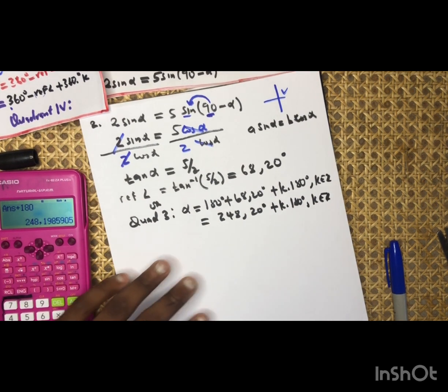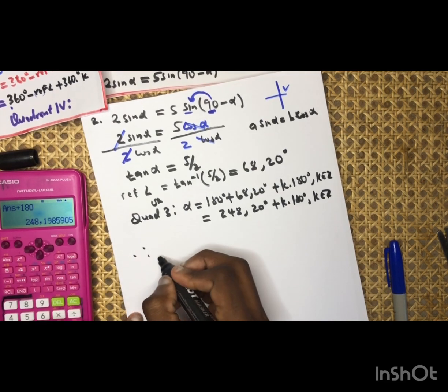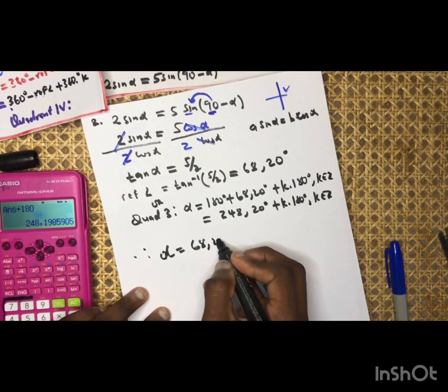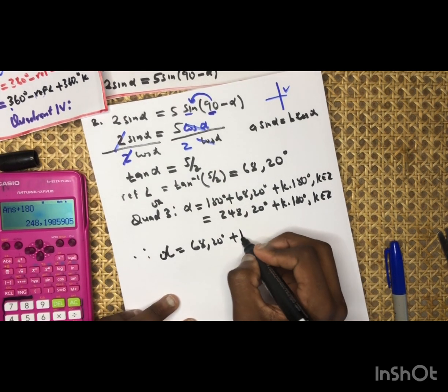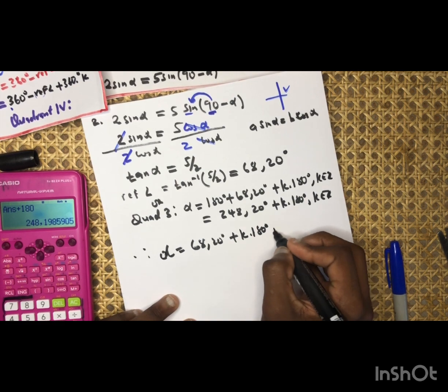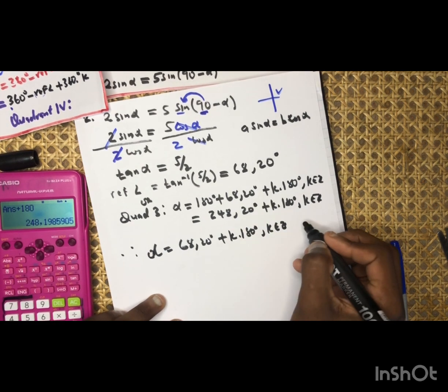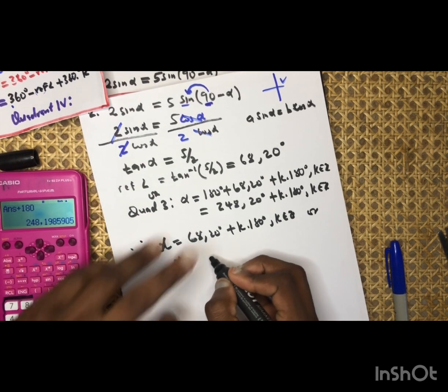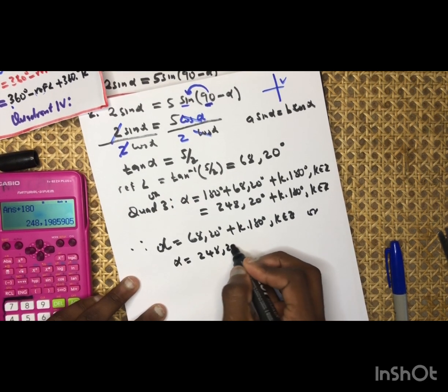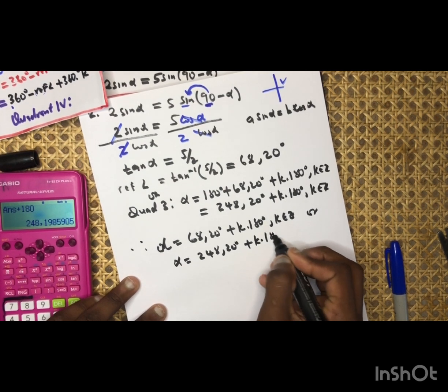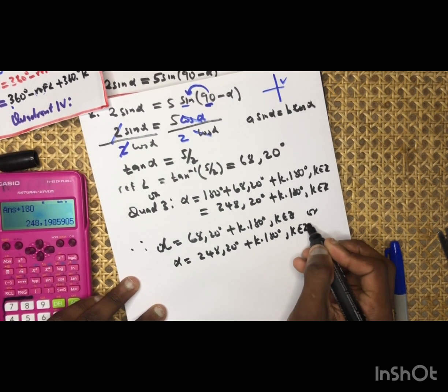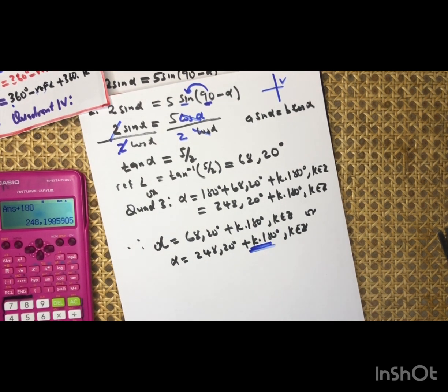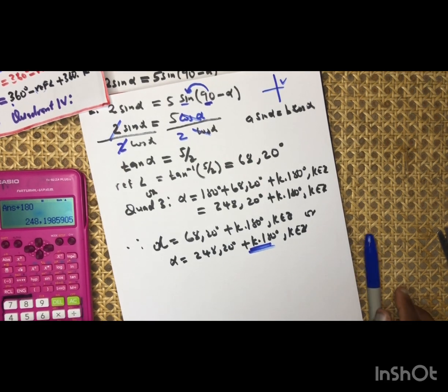This is the final solution, guys. We can conclude now that our solution is this one, which is 68,20 plus your period, which is k times 180 degrees, where k is an element of integers. Or this one was already written as a solution, but you can take it down again to 248,20 degrees plus k times 180 degrees, where k is an element of integers. Guys, you must not forget your period, because if you forget your period, your answer will be incomplete.